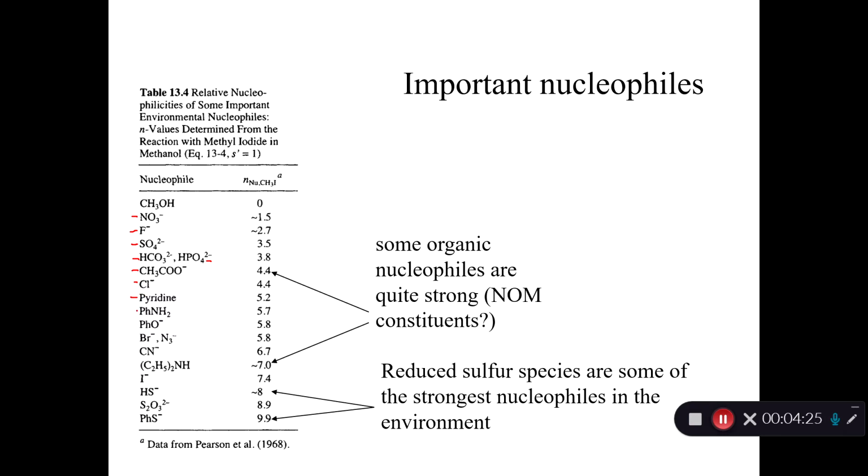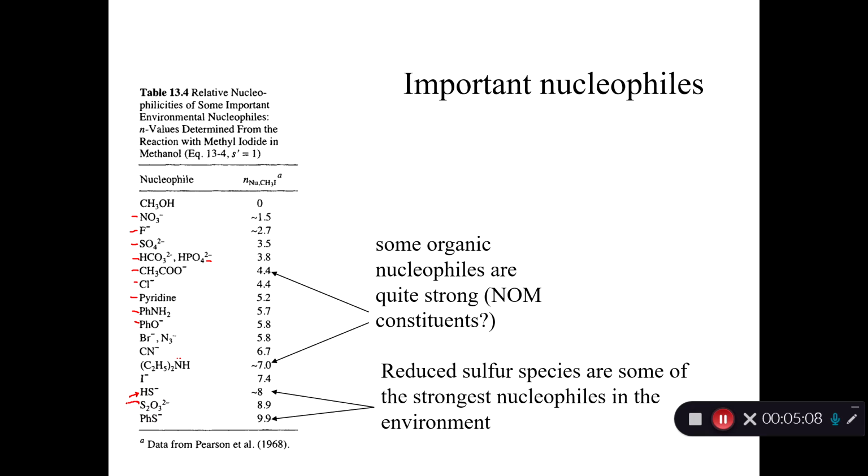Pyridine is a building block of a lot of organic molecules in living things. And so as those living things die and decompose, they can release pyridine. Here's aniline. Ph means a phenyl group or a benzene ring with an NH2 on it, so that's aniline. Here's phenolate. Now that you understand all about acid-base chemistry, you understand that phenol can lose a proton to become phenolate. That's what this is. We have bromide, azide, cyanide. This is a diethylamine. Remember, it's got lone pair electrons here that can act. That's why it's a decent nucleophile. Iodide. And then here we have bisulfide.